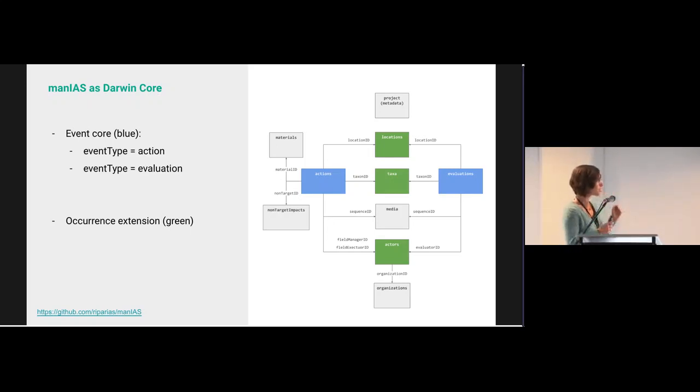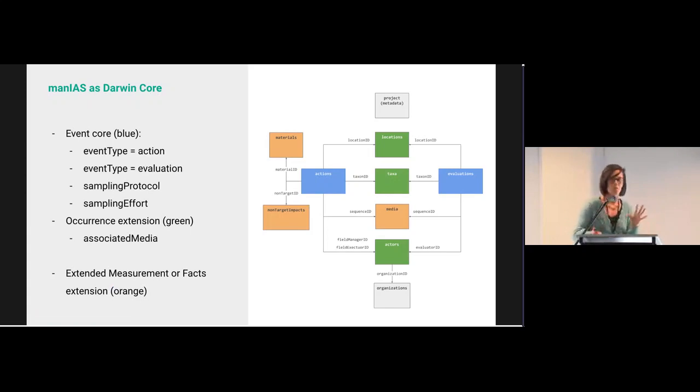So we zoomed in a bit on the tables that we identified. And then we saw that the event core could be a good place to start. So the actions and the evaluations could be considered as events. And linked to these events, you have information about the taxon, the locations, and the actors included in the occurrence extension. So that's the basic idea, and that's fine.